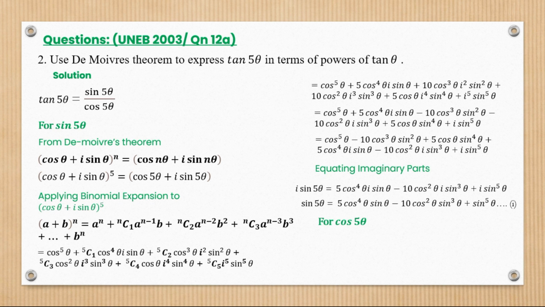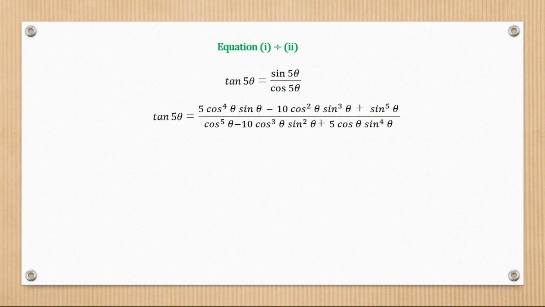For cos 5 theta, it's going to be as simple as equating the real parts, because we can find cos 5 theta from the real parts here. So we're going to have cos 5 theta being equal to these parts right there. Equating real parts, we end up with something like that, which is equation 2. Now we're going to substitute in the values of sine 5 theta and cos 5 theta into our expression for tan 5 theta. So we end up having that.